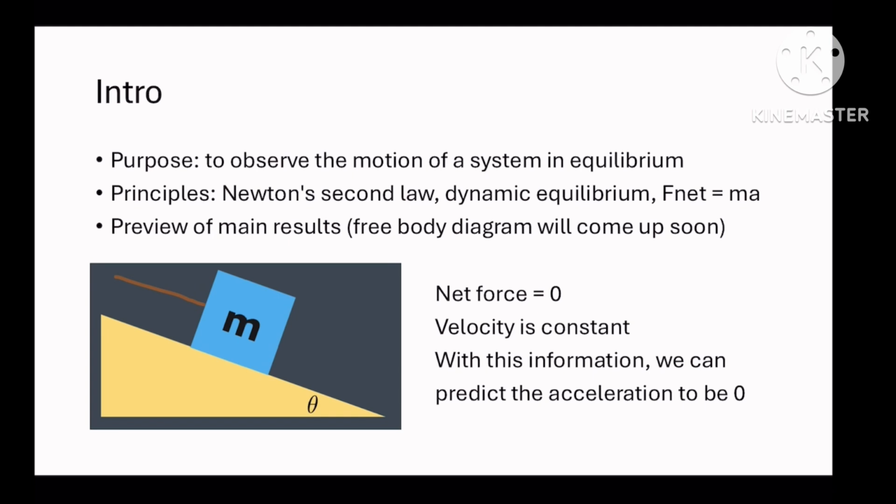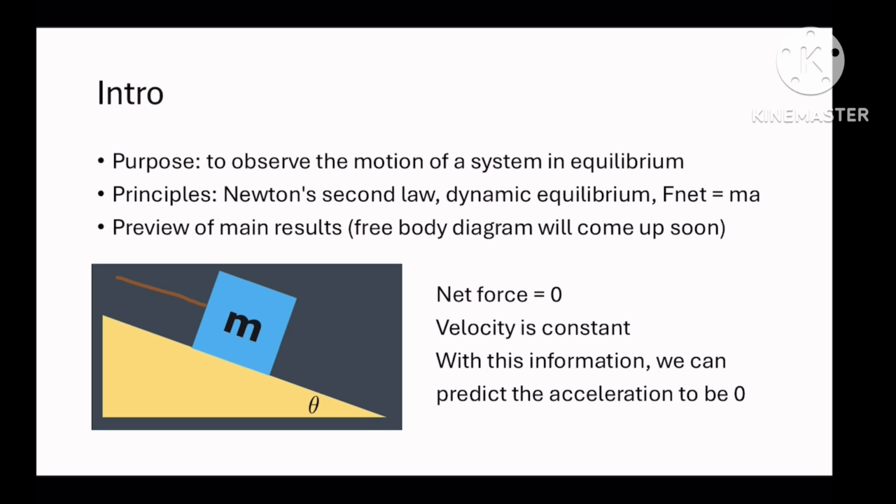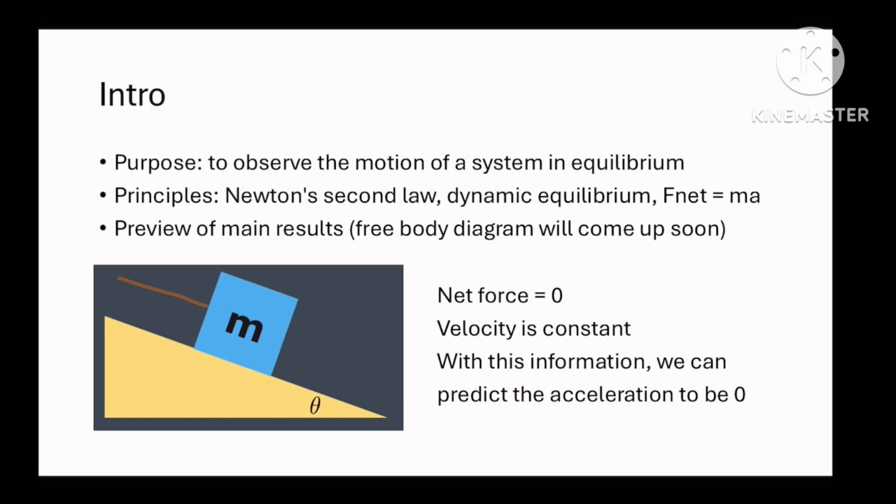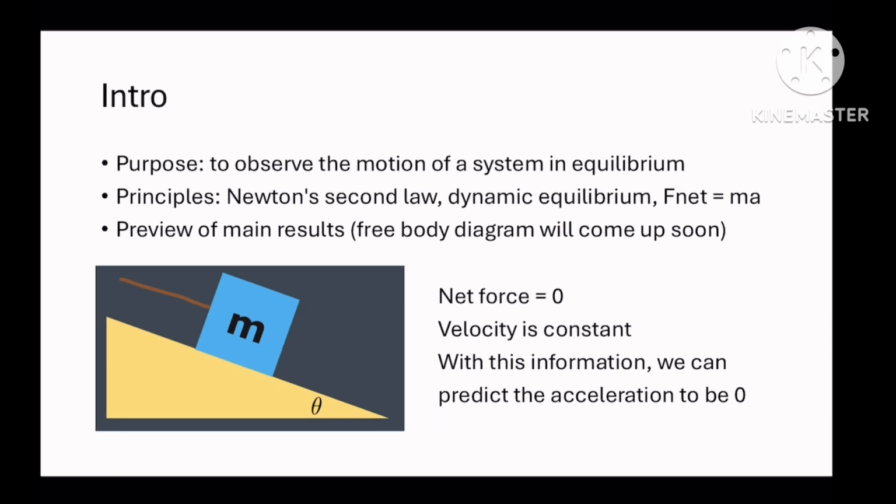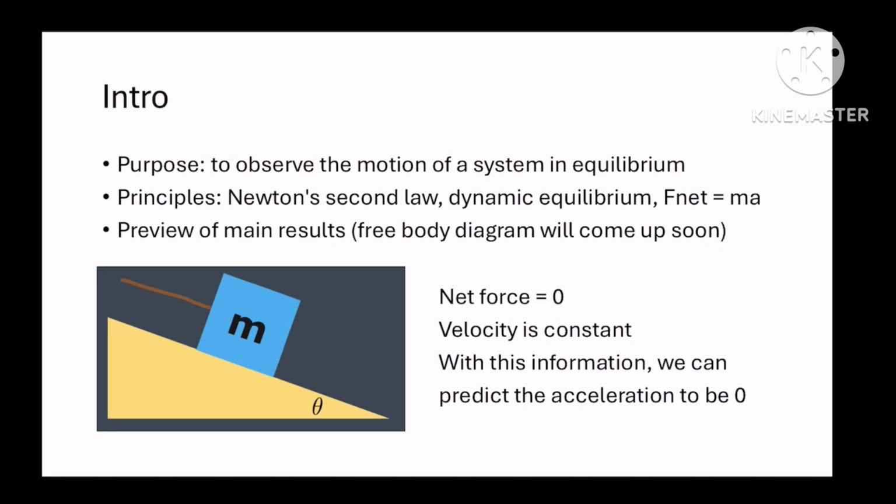Okay, so for the intro, the purpose of this lab is to observe the motion of a system in equilibrium. And as you know from our previous test, when doing problems in equilibrium, we will always make the forces all cancel out with each other, aka making F net equals 0. And this means that the velocity is constant and acceleration will be 0.